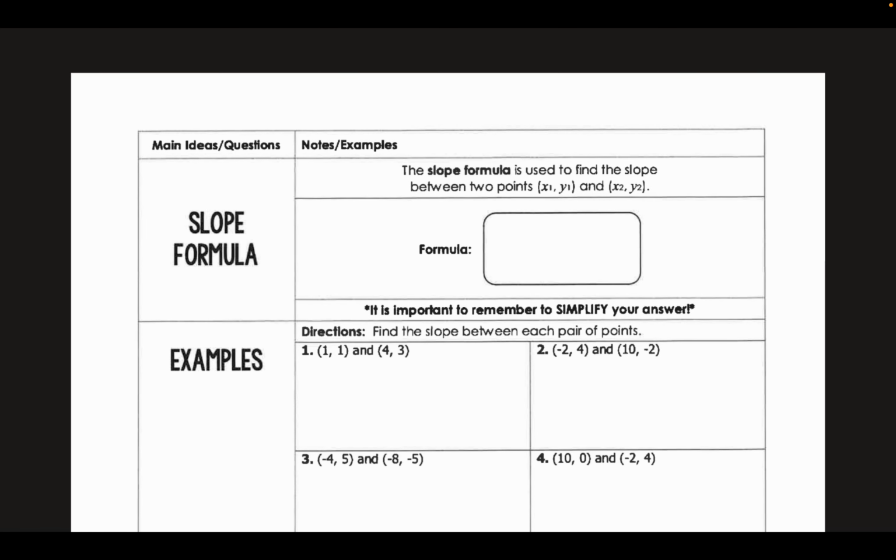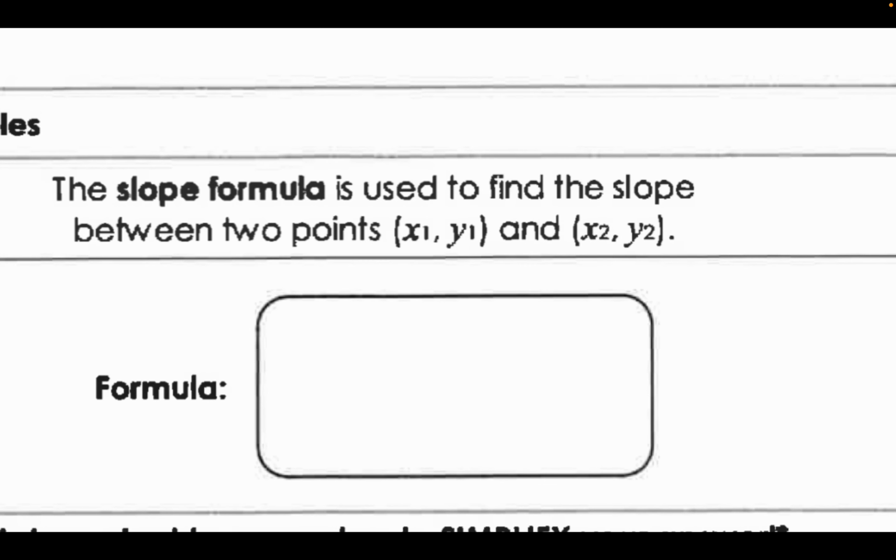The slope formula is used to find the slope between any 2 points, and points are written as (x, y). And so specifically, if we have 2 ordered pairs, an x and a y and another x and a y, we need to differentiate which ordered pair is which. And so we call one (x1, y1) for the first ordered pair, and the other one we call (x2, y2) for the second ordered pair.